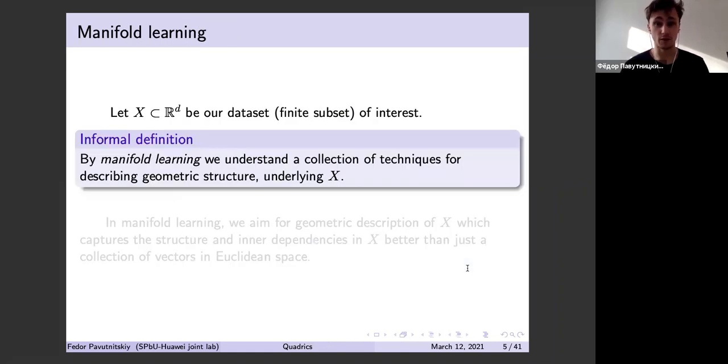So what is manifold learning? Suppose we have some point cloud in Euclidean space of dimension d. I will be referring to this point cloud as a data set, a finite subset of Euclidean space. Speaking from a more machine learning perspective, we think about this as a data set, because usually in industrial and applied matters, we present our data as a collection of vectors. But what do we mean by manifold learning? Again, this is an informal definition, so I will not speak about the manifold hypothesis here.